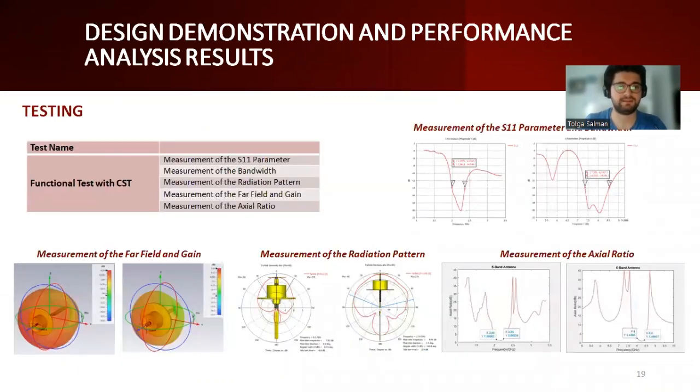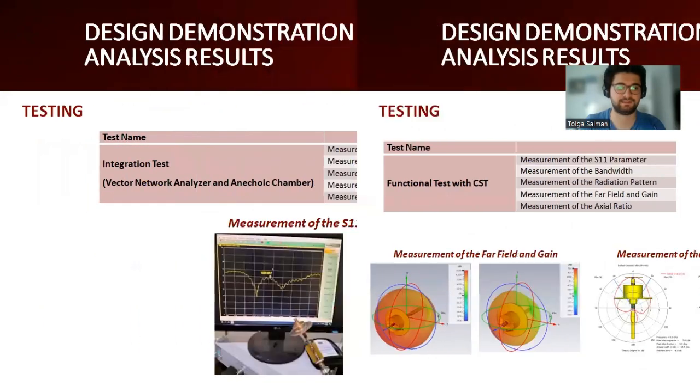Our second test is the function test. In this test, we check in the simulation program whether the antenna we are asked to produce meets the engineering requirements via CST. As you can see in the images, the S11 parameter, the far field and gain, the radiation path, and the axial ratio graphs provided the requirements requested from us. We also successfully passed this test.